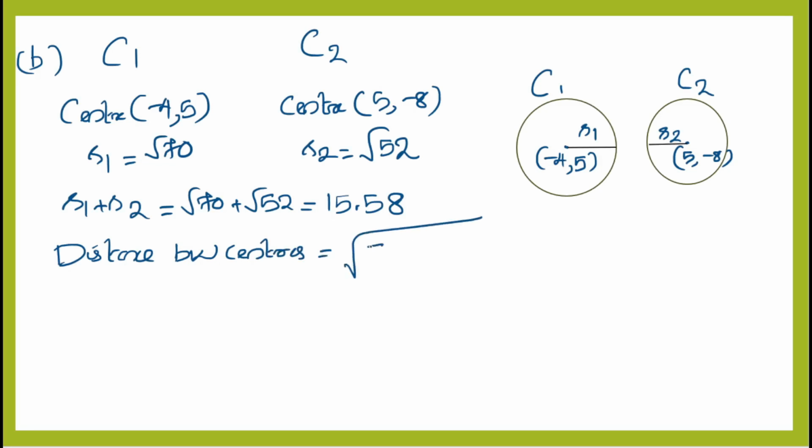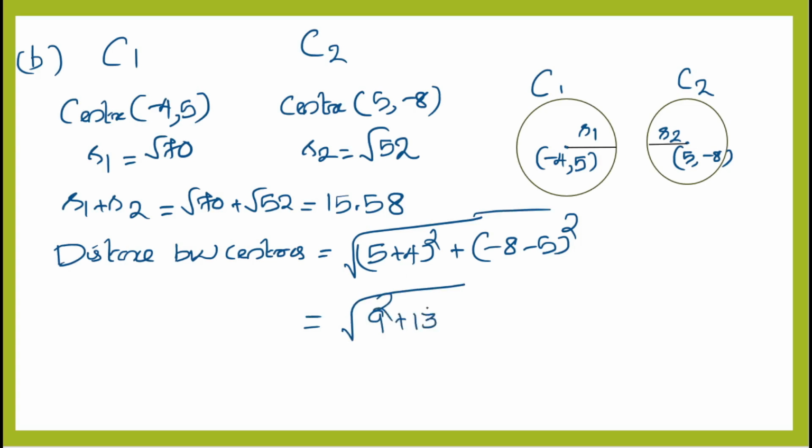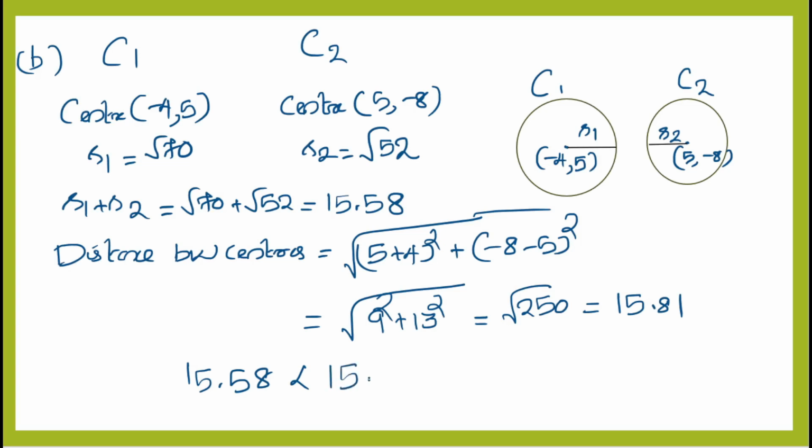Root of (5 plus 4) whole to the power 2 plus (minus 8 minus 5) whole to the power 2, that equals root of 9 square plus 13 square, that equals root 250, equals 15.81. A sum of radii less than distance between two centers. Hence the two circles C1 and C2 neither touch nor intersect.